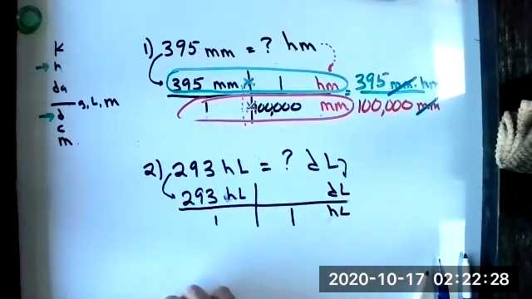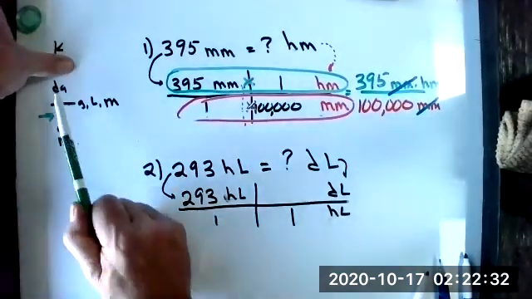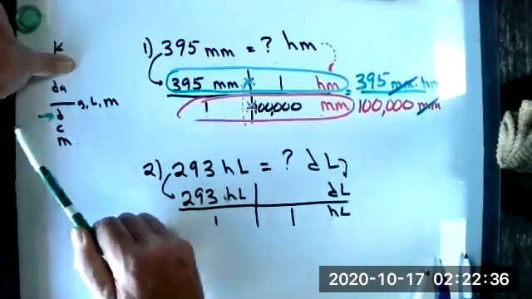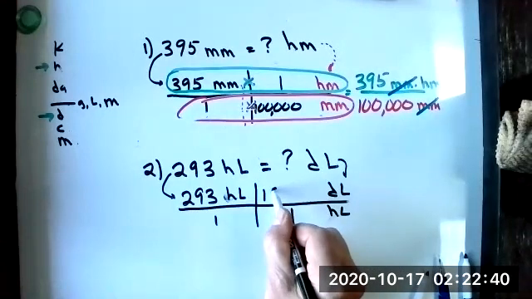Boom, now I go back to my scale and I count how many spots I got to move down. Block off the H, count down to the D. 1, 2, 3 spots. 3 spots, 3 zeros.